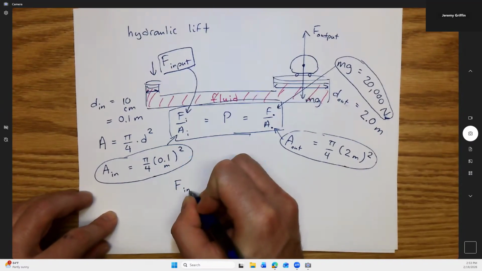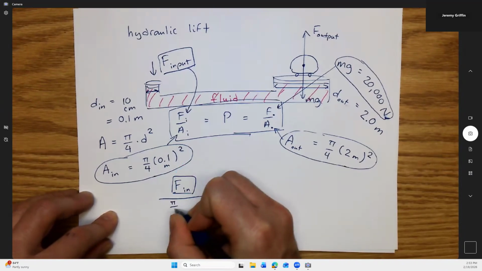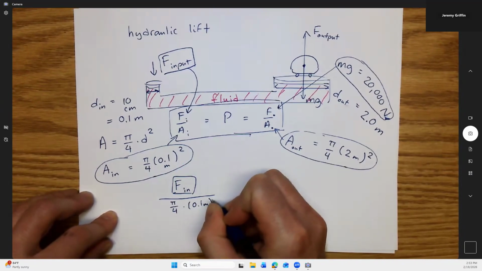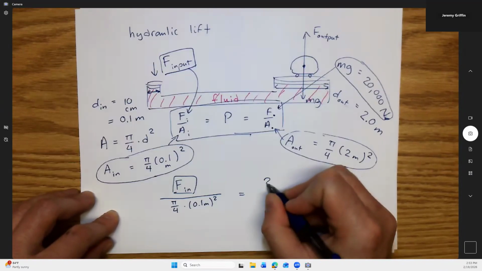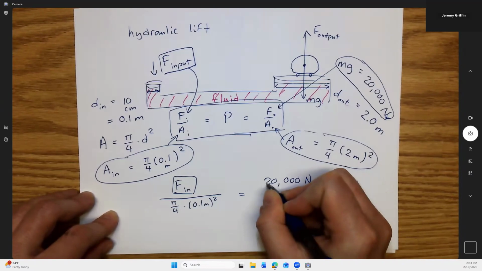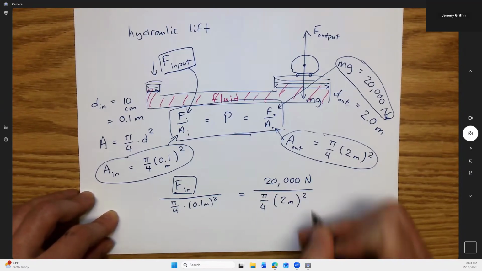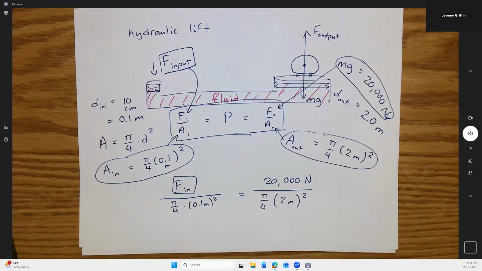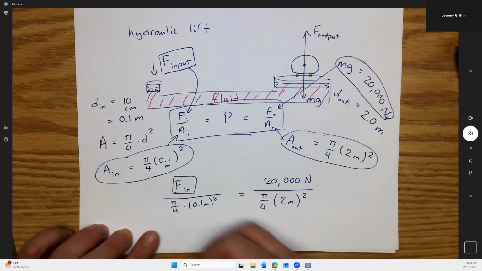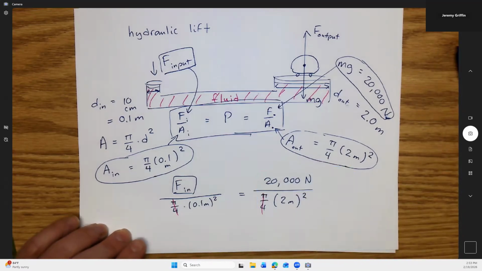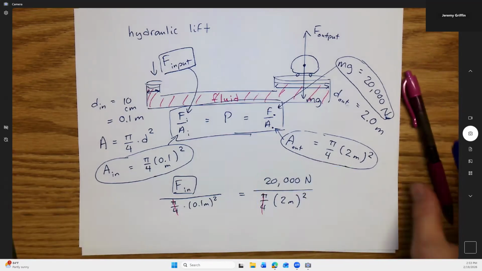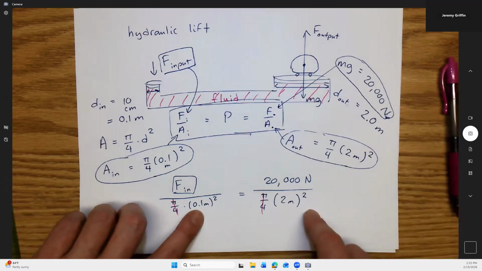So F in, which we're solving for, over pi over 4 times 0.1 meters being squared is equal to 20,000 newtons acting on pi over 4 times 2 meters being squared. Okay, good like that. Are there any questions so far? Is that right? Okay. You might notice, what could you cancel out on both sides? Yeah, the pi over 4 bit. Again, if you forgot that, it just makes a circle shape, right? It goes away anyway, but you do have to square the diameter.